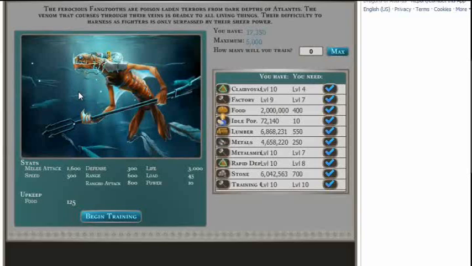So train those things up. Stay tuned for the next videos. I'm going to go through some of the other elite troops and stuff like that.